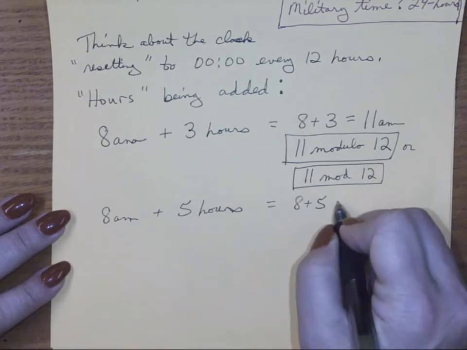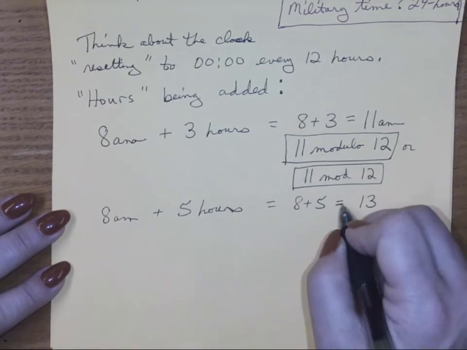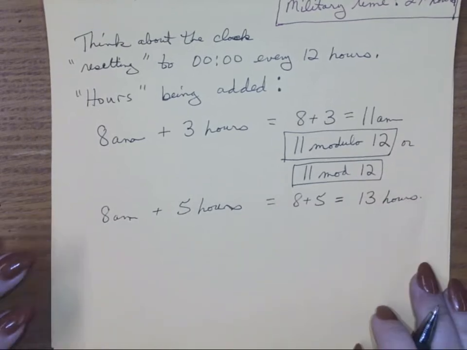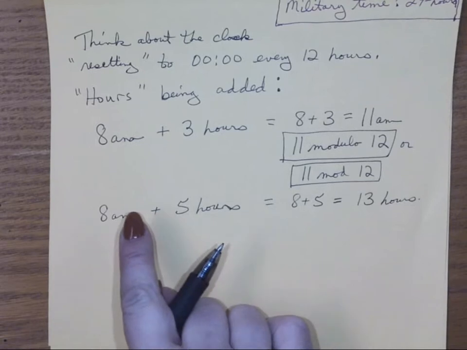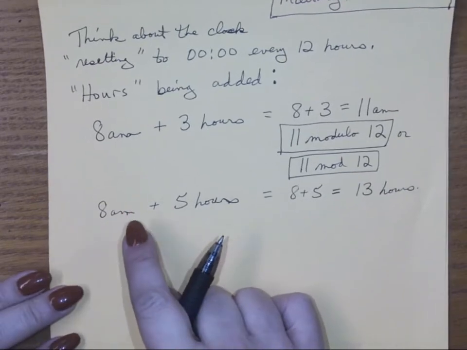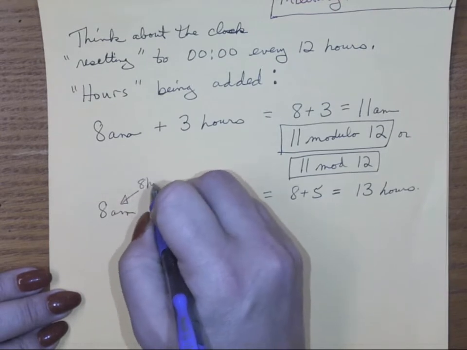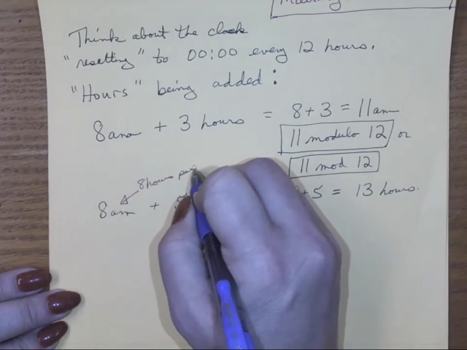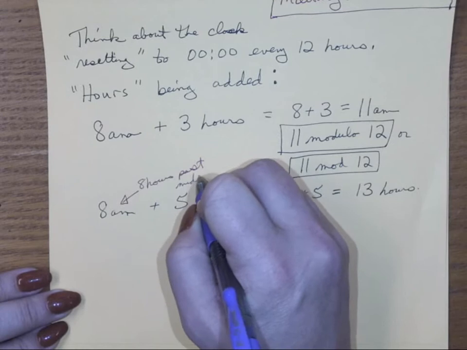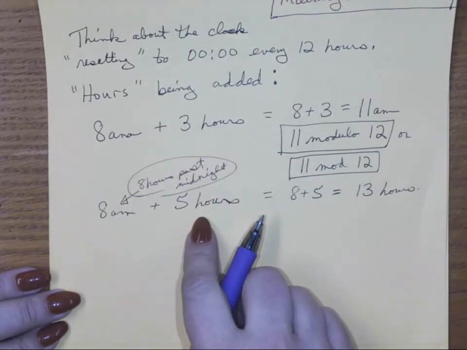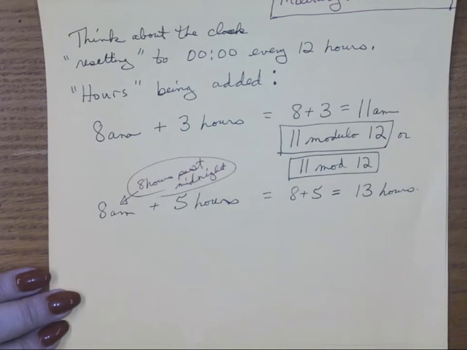That would be 8 plus 5. That would be 13 hours, let's put it that way. Okay, 8 hours past midnight, that's what that means, right? Right there, this is 8 hours past midnight. And we're going to add to that 5 more hours, okay? That would be 13 hours, right?